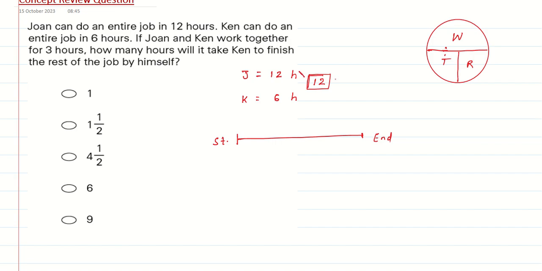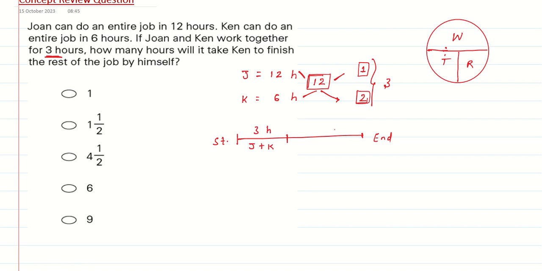Can you find out the efficiency of John? 12 divided by 12, I'll get 1. The rate is 1. What is the rate for Kane? 2. What is the combined rate? 3. Rate means work per unit time. So they're working for how many hours? 3 hours. John and Kane both are working for 3 hours.